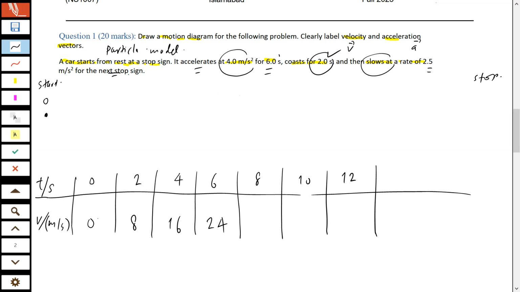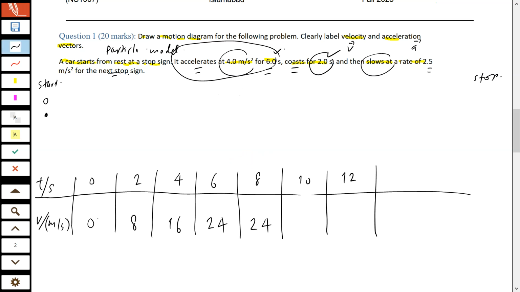And here that first stage where it is speeding up comes to an end, and the next stage is the coasting stage where the speed doesn't change. So for the next 2 seconds from here to here, the speed doesn't change, so it is 24, right?